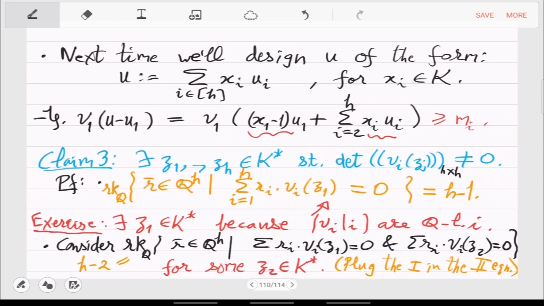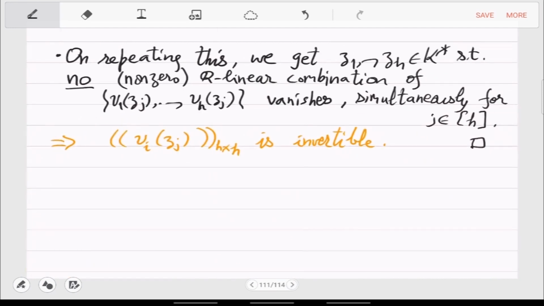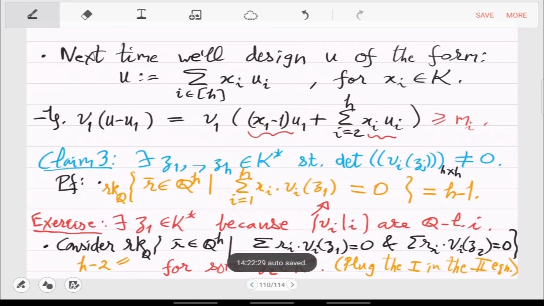The key thing is basically looking at these vi's as these infinite vectors evaluated at all possible z's, and you are given that each of these infinite vectors is linearly independent. So you should be able to basically find an h cross h minor which is also invertible. This is what the proof is doing. Okay, so how does this claim help in the induction step?